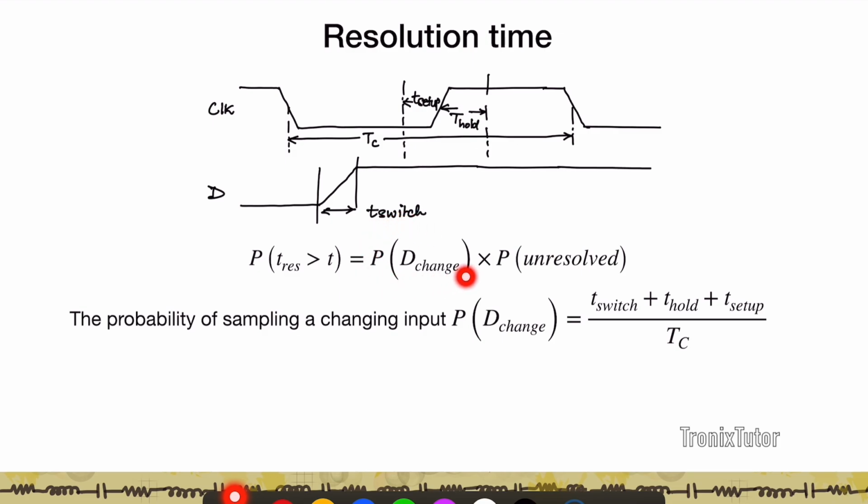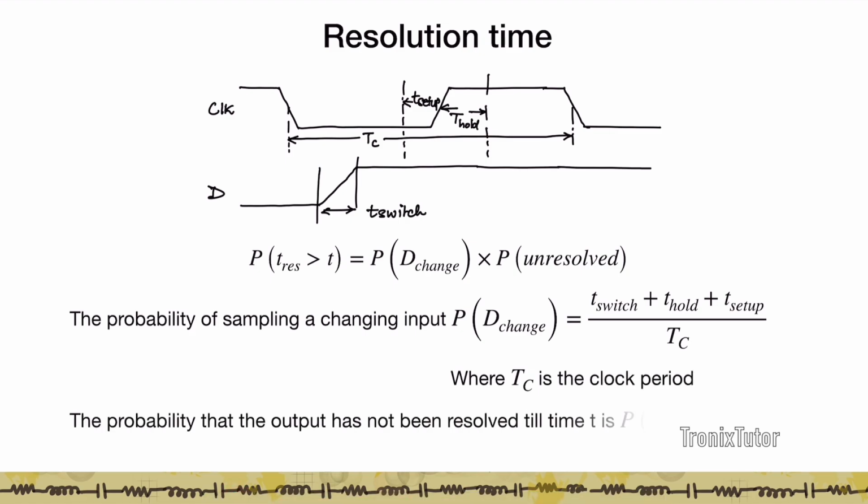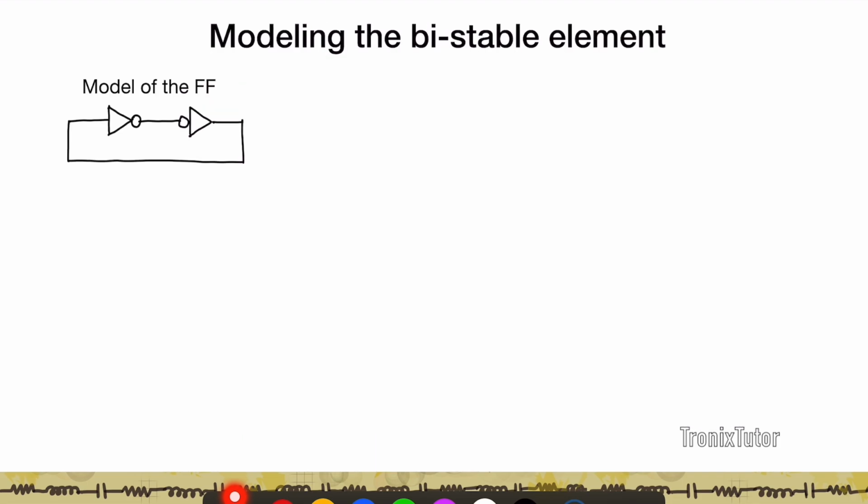So once we've ascertained this probability, our next step is to figure out how long it takes for the flip-flop to come to one of its stable states, right? So now let's think about that a bit. How do we identify this unresolved probability, if you will?